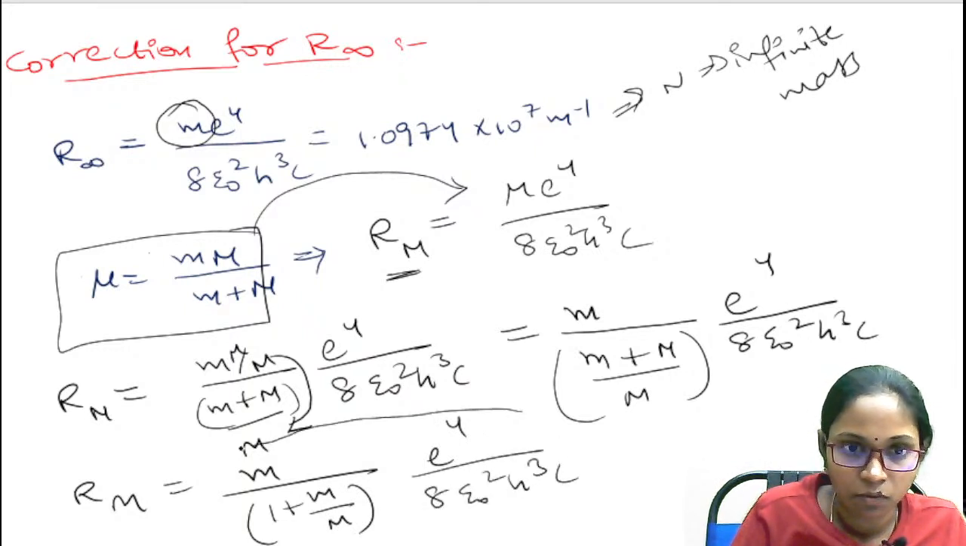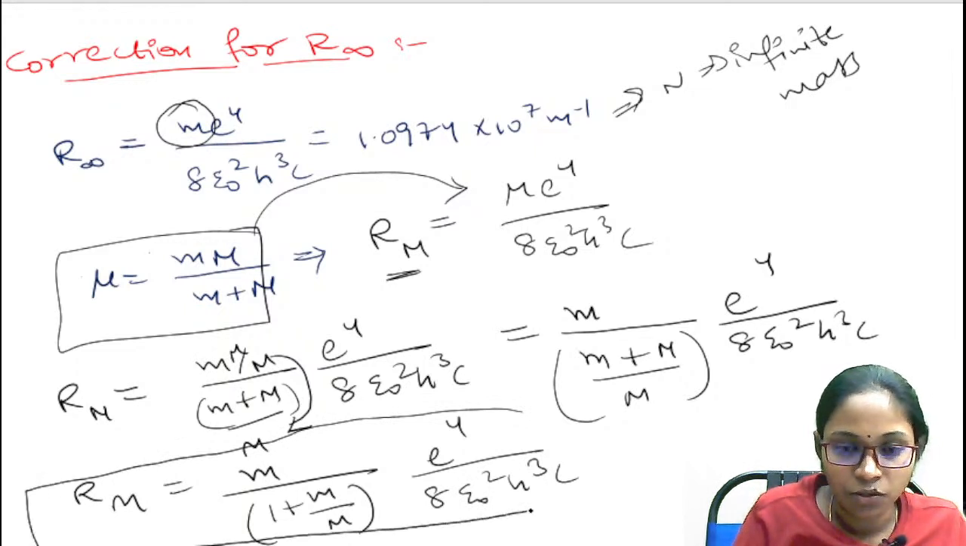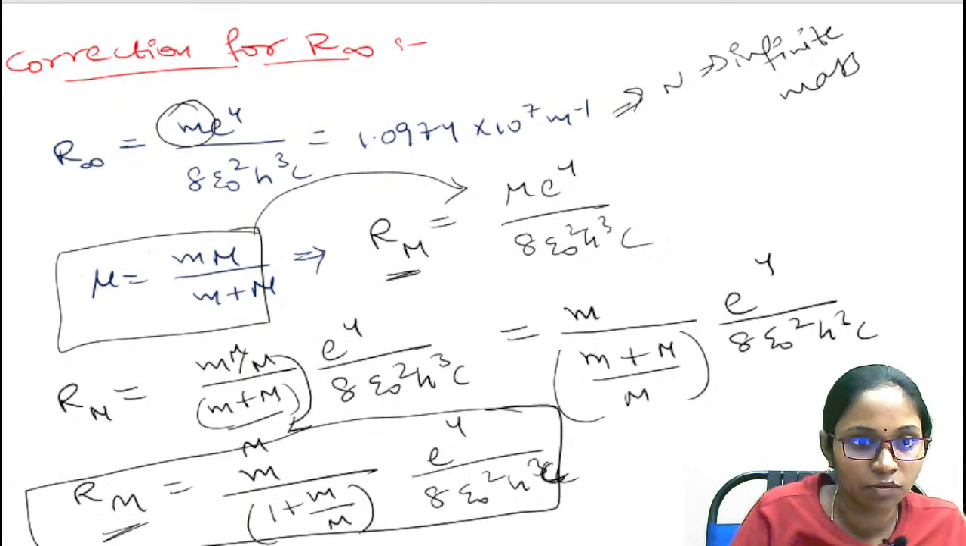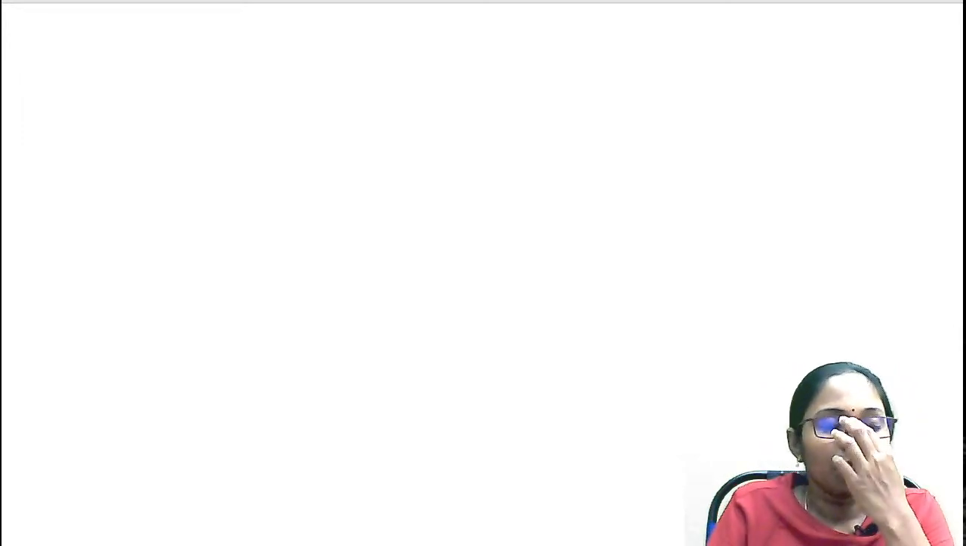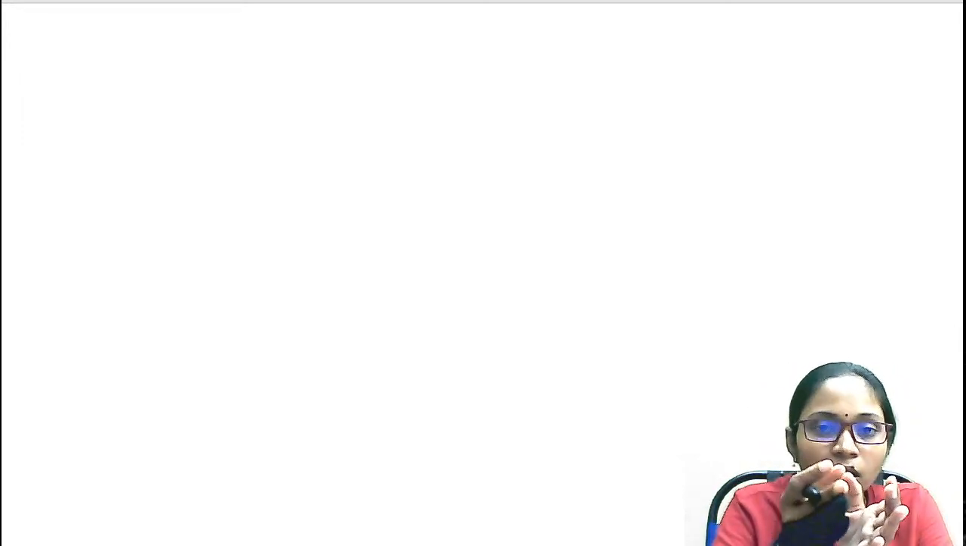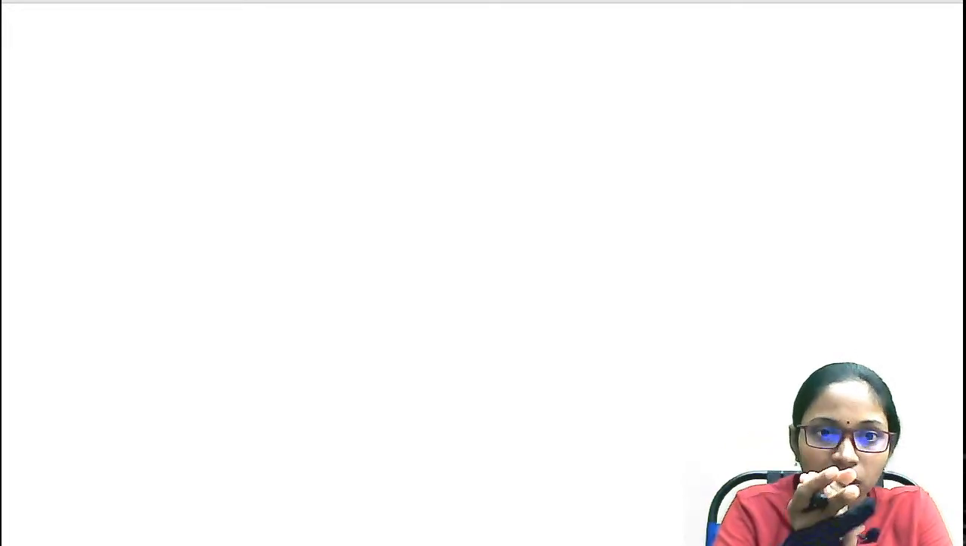This is the reduced mass equation. Whenever you consider the reduced mass, this will be the Rydberg constant equation, that too for the nucleus. The electron mass is reduced because we considered that the nucleus also moves.